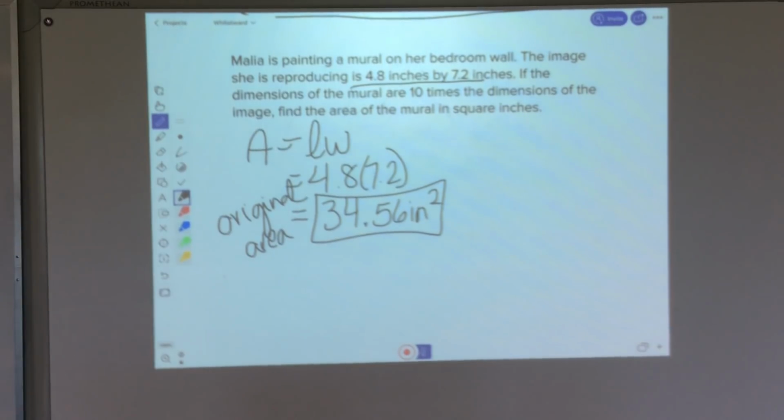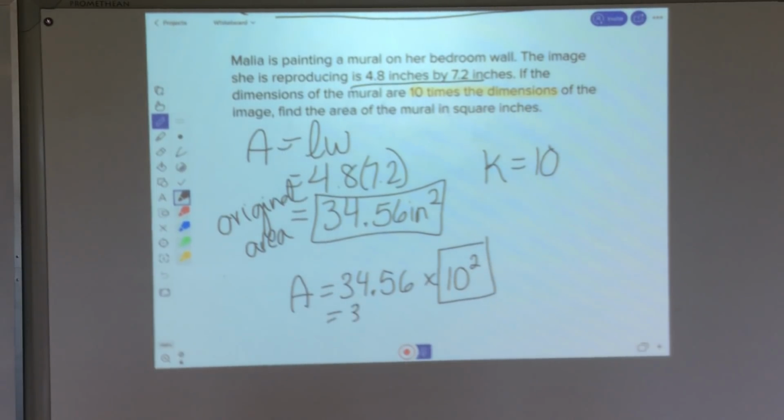Okay, so now what we need to do is figure out our scale factor, and if we re-look through this problem, they tell us that the new dimensions are 10 times the dimensions of the original. What they're telling us right there is that our scale factor, our K, is going to be 10. Okay? So in order to find the new area, all we need to do is take our known area, the 34.56, and take it times our scale factor of 10 squared. Order of operations, we do that power first.